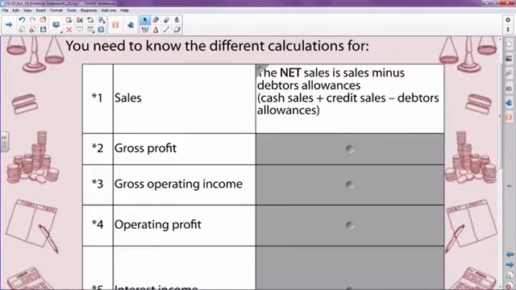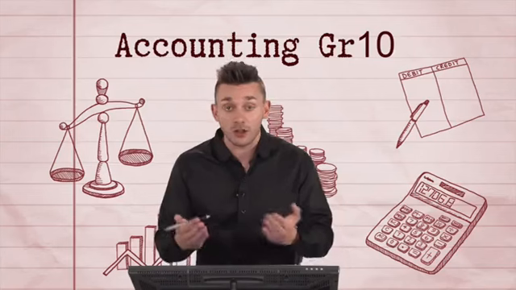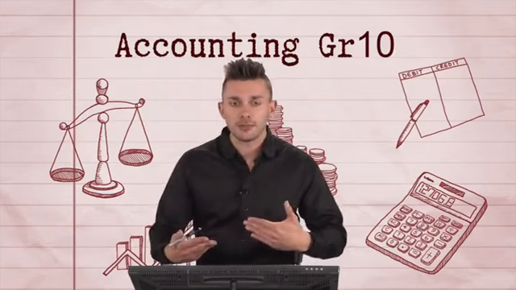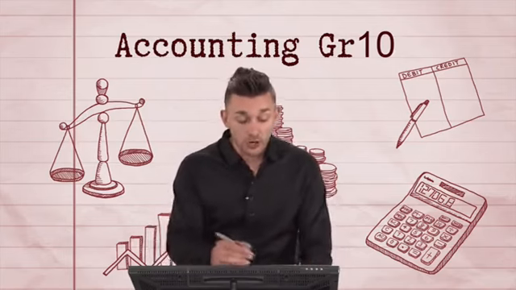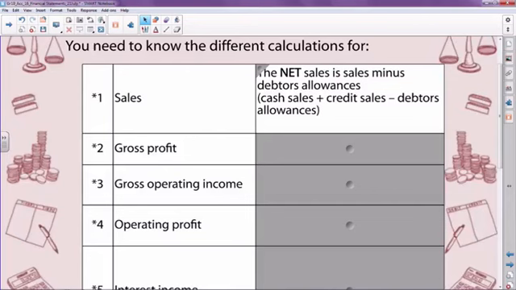There's the answer. So the net sales is sales minus your debtors allowances. So again, how do I get my net sales? I have cash sales plus your credit sales minus your debtors allowances. And there you have your sales amount. Now remember, when I look at these income statements, or on your balance sheet, actually, you need to show everything in brackets. So another one, your gross profit. How do I calculate gross profit? I want to give you 1 minute.